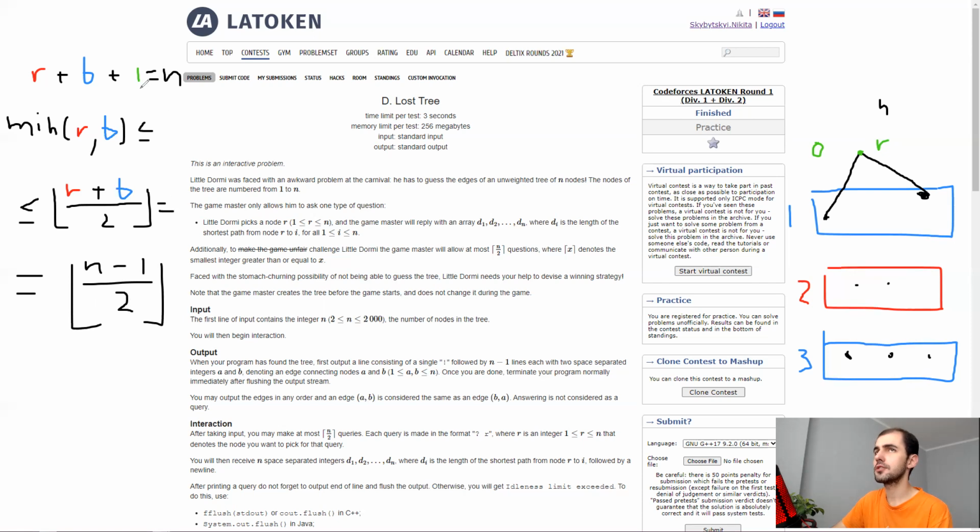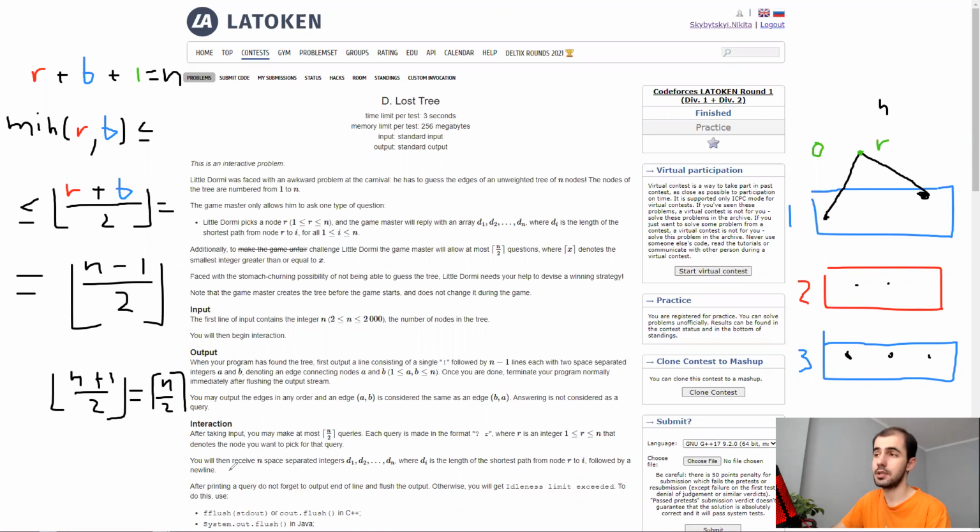Then remember that we also queried this root vertex, so we actually have one more query. We asked that many queries. Now we can add this 1 inside. What we'll get is something like this, and I believe this is equal to n over 2 rounded up.